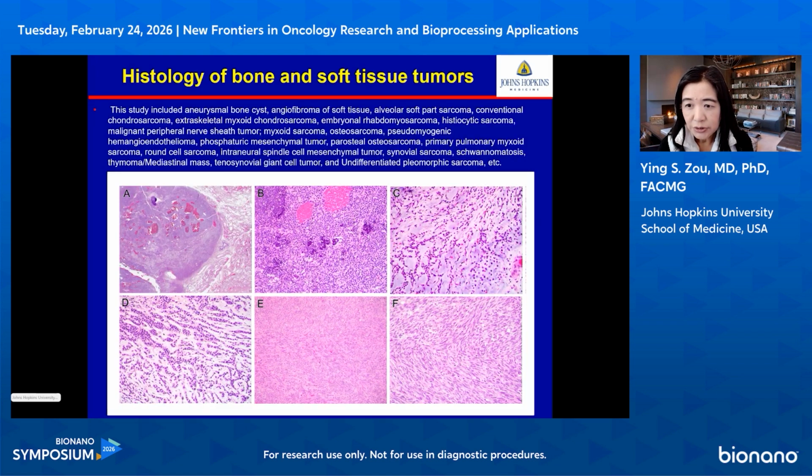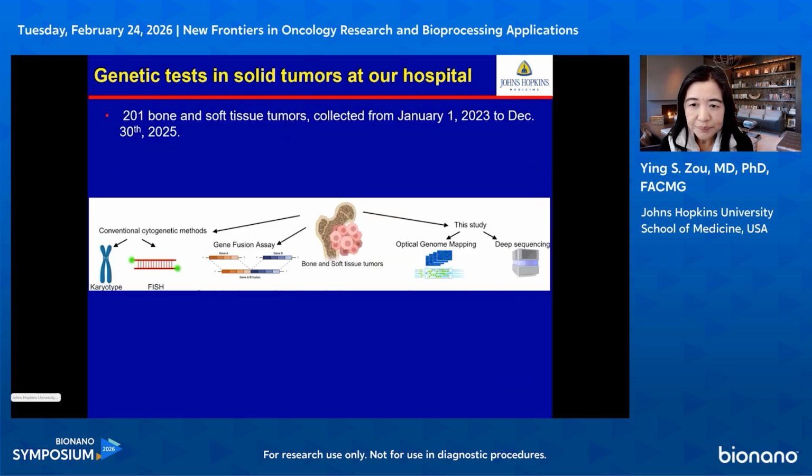Bone and soft tissue tumors can occur at different body sites and have complex histological features, as shown here. Those tumors are commonly classified according to the WHO classification, which integrates clinical, radiology, morphology, immunophenotypic, cytogenetics, and molecular genetics findings. Comprehensive detection of the gene fusions, structure variations, and rearrangements is very important for those tumors.